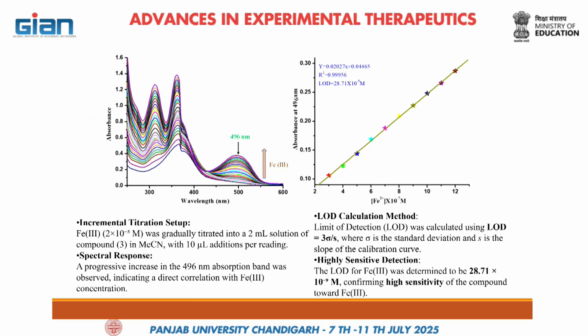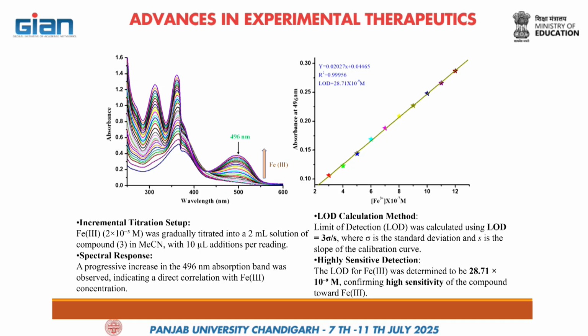Then a titration study was also done. For this purpose, iron at 2 into 10 to the power minus 5 molar concentration was gradually titrated into a 2 ml solution of our compound, which was prepared in ACN, with 10 microliter addition per reading. A progressive increase in the peak at 496 nanometer was observed, which indicates a direct correlation of iron with our synthesized compound.